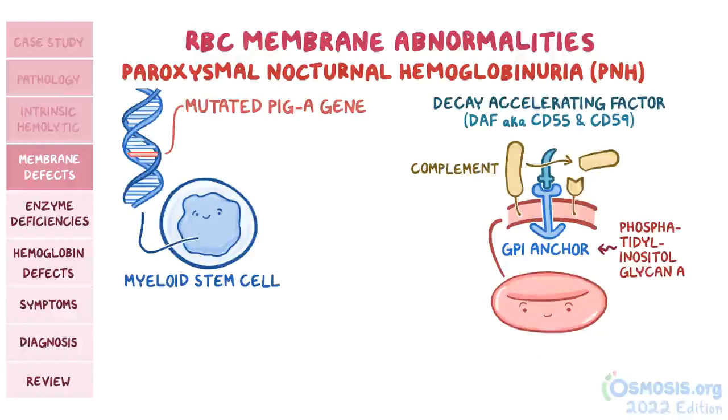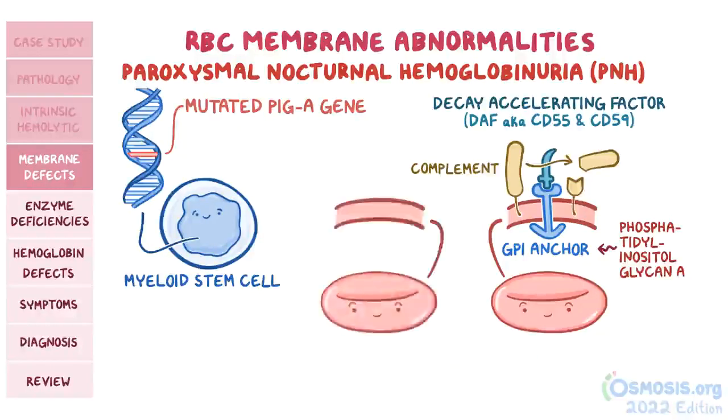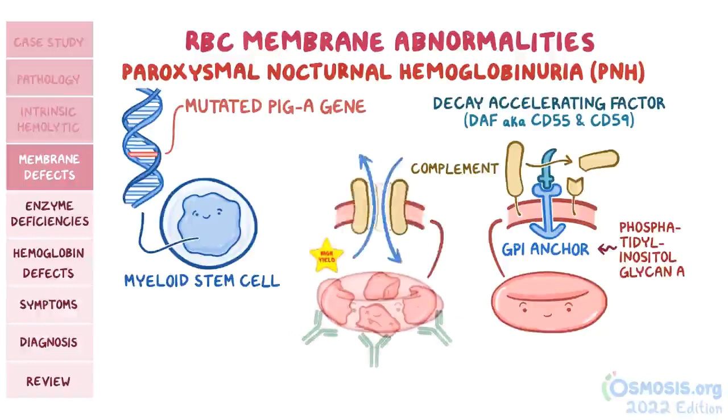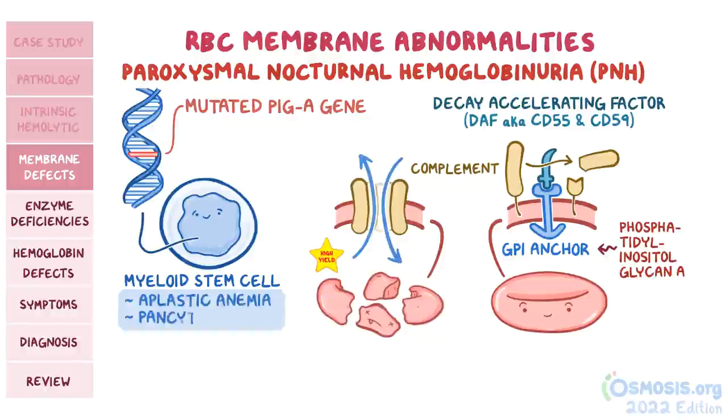So for your exams, remember that in PNH, the complement stays activated and causes intravascular hemolysis. Another important fact to remember is that since PNH affects stem cells, it can cause aplastic anemia or pancytopenia.